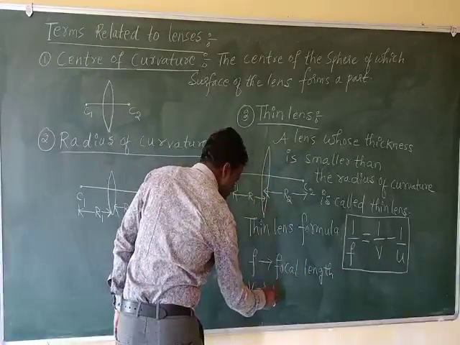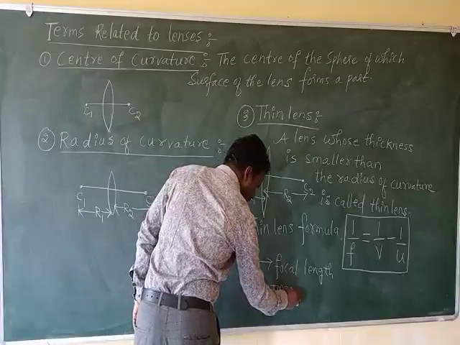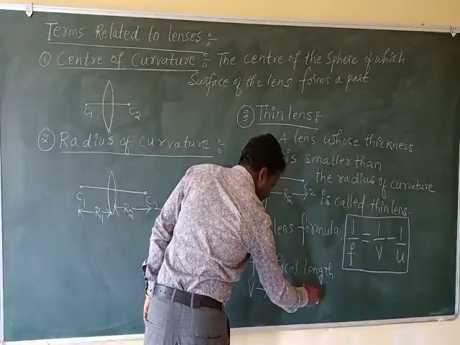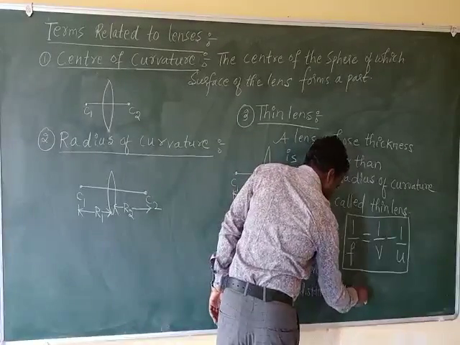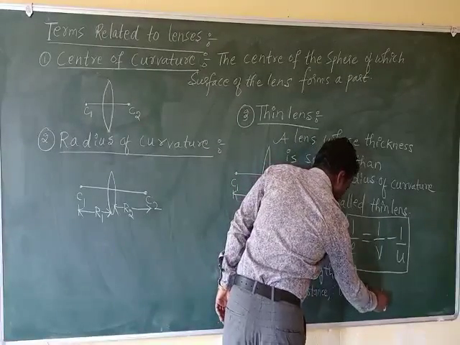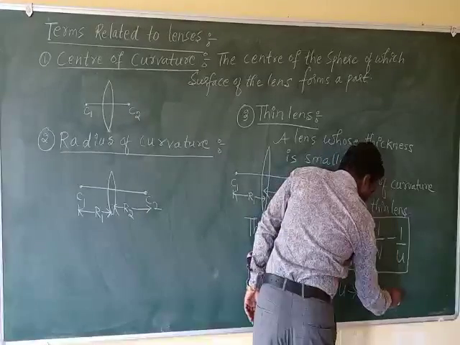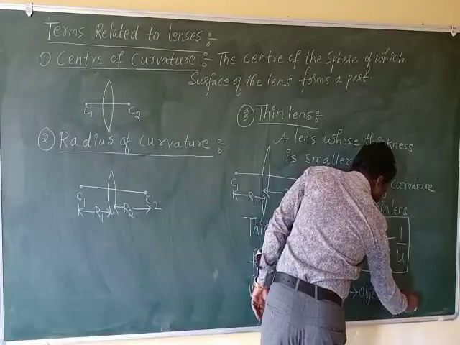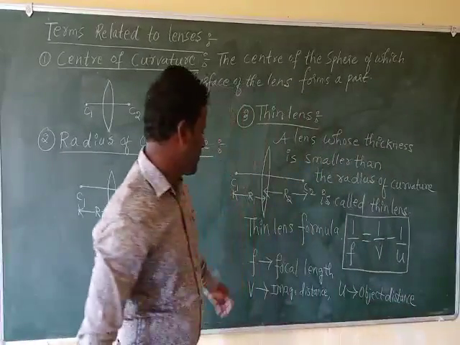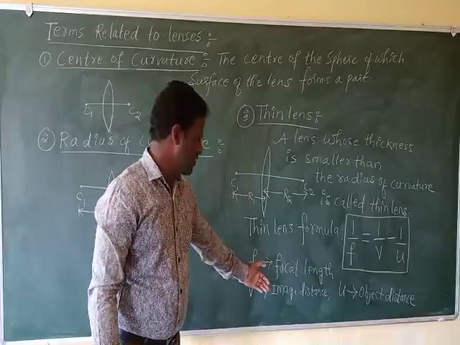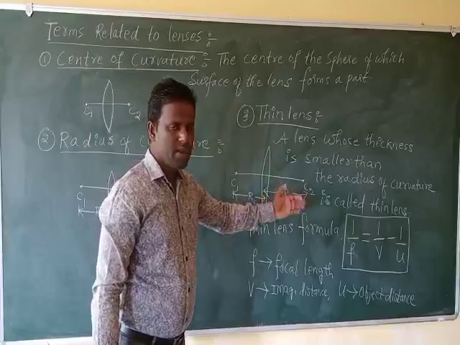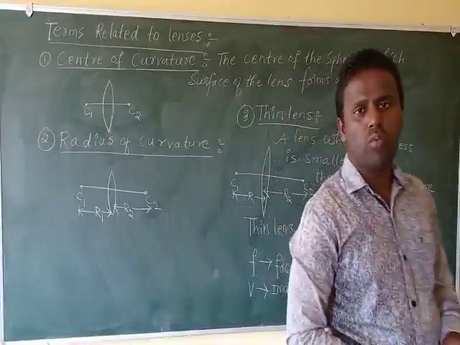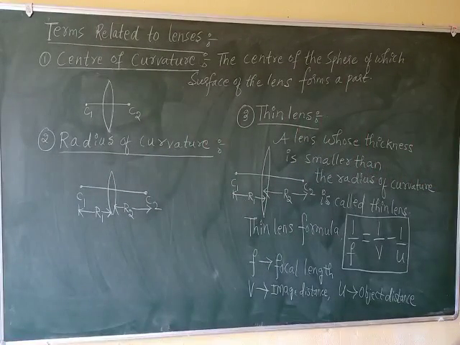v is the image distance. And u is the object distance. u is the object distance. v is the image distance. f is the focal length. So what does the thin lens formula come to? 1 by f equals to 1 by v minus 1 by u.